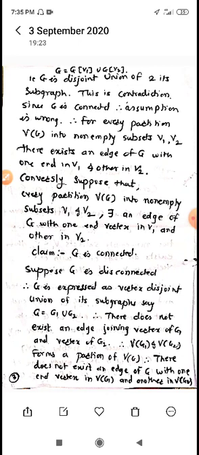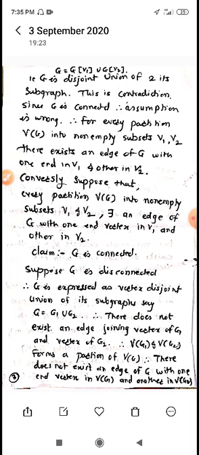Hence our assumption is wrong. Hence every partition V of G into non-empty disjoint subsets V1 and V2, there exists an edge of G with one end vertex in V1 and the other in V2. Now see the converse part.